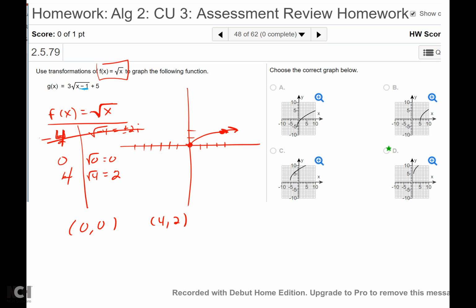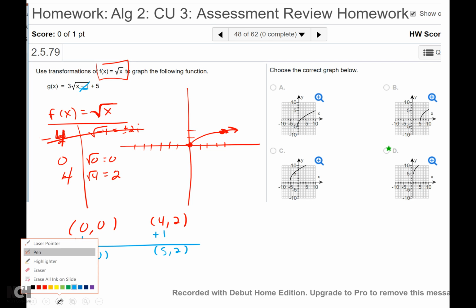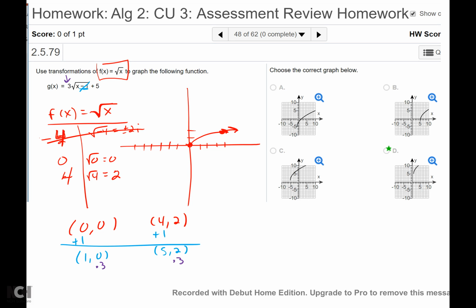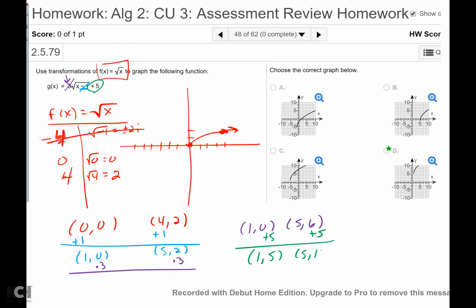Again, this says go 1 to the right. So this says add 1 to my x's. So that's going to give me 1, 0, and 5, 2. That's done. Outside is multiply and add. I'm going to do PEMDAS order because that's y's. So I'm going to multiply by 3 first on the y's. And that gives me 1, 0, and 5, 6. That's done. And now I'm going to add 5 to my y's. So plus 5, plus 5. That's going to give me 1, 5, and 5, 11.